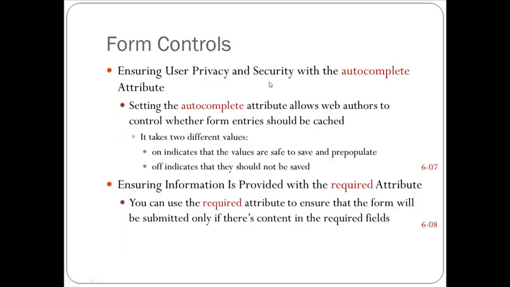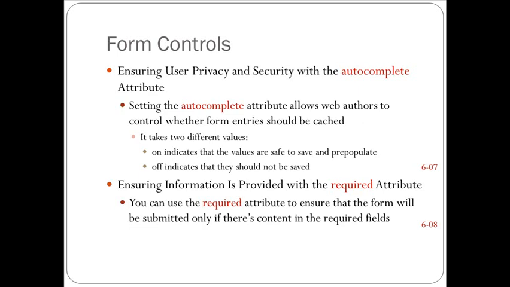There is an autocomplete attribute that we talked about. Setting that allows the web authors to control whether form entries should be cached or not. So as they type different things in, you've probably been on different sites and it automatically shows you samples of things. Google uses something like this for when you start typing in something you want to search for. But it allows you to let the user see those things and choose from them.